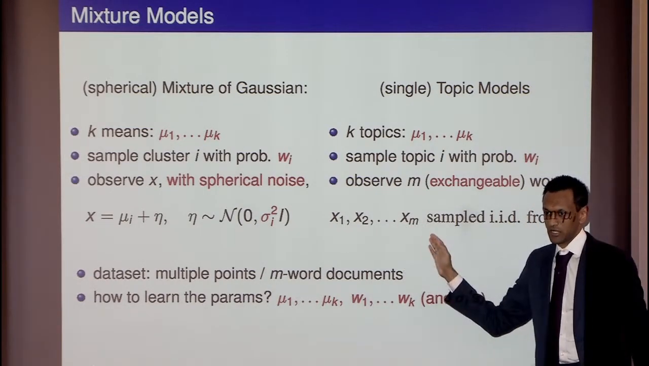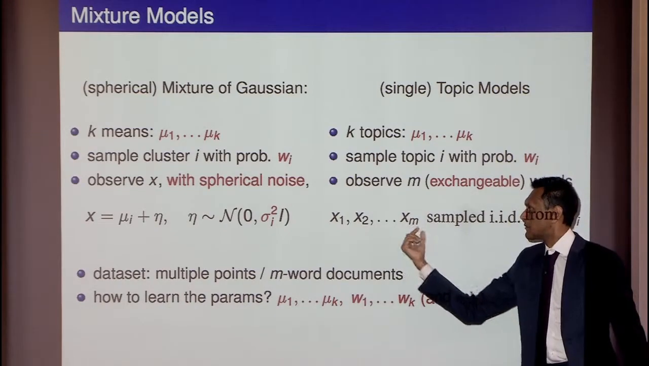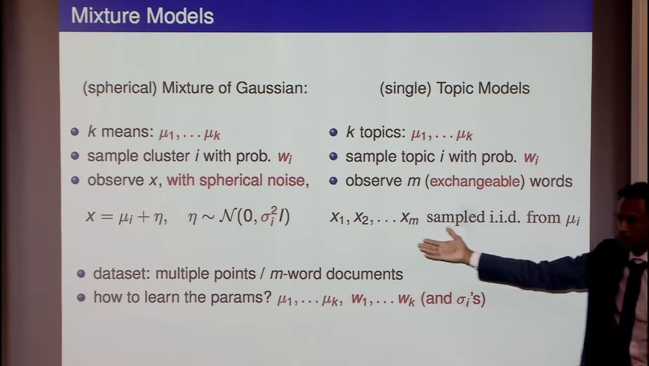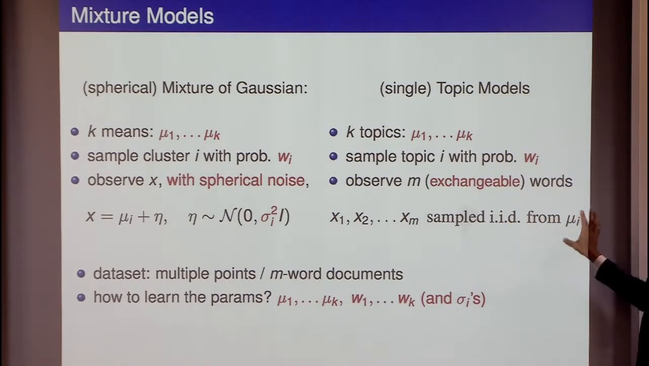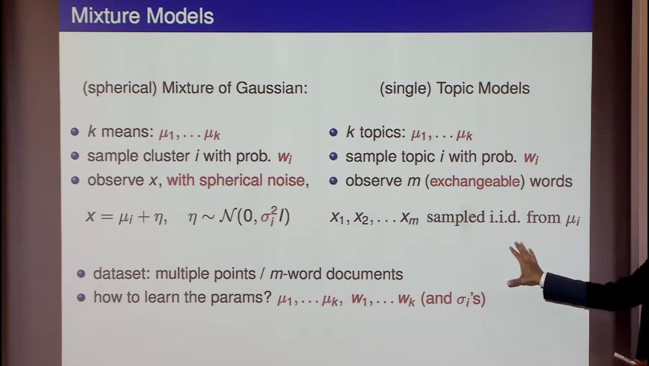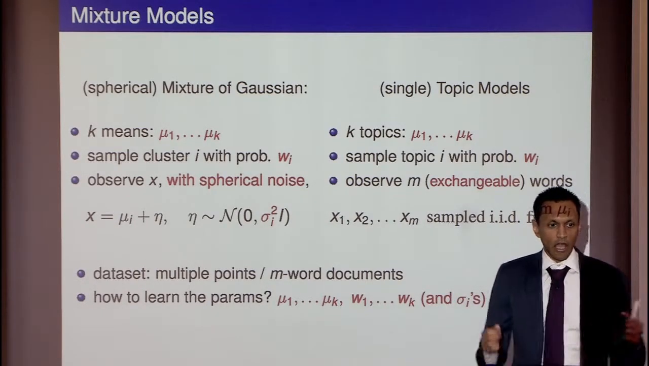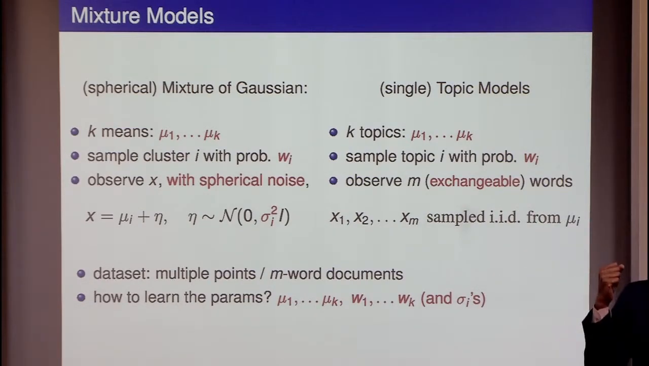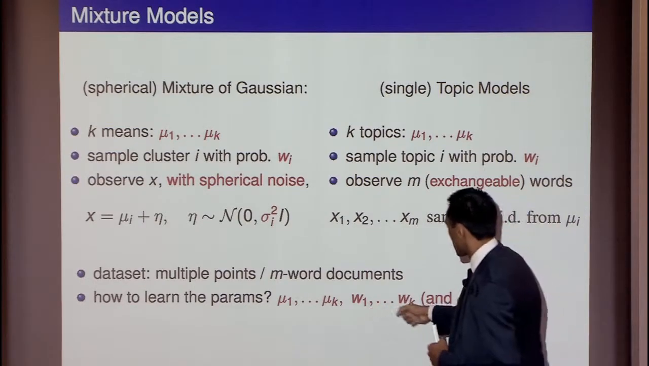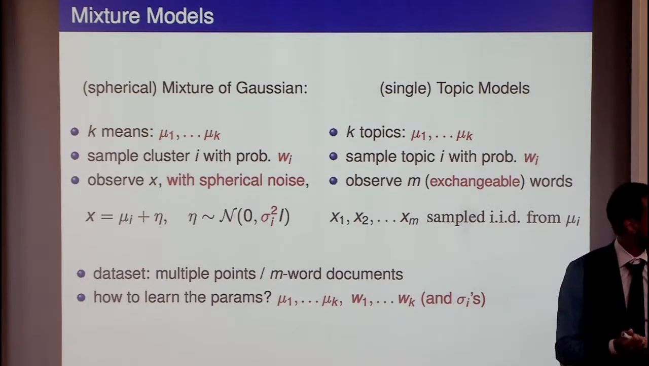So these are each some atoms in a set, sampled independently from mu i. And then we get multiple documents, which are collections of words. And we are ignoring the order. So is the setting clear? Okay, and the game is, how do you estimate things? You're either going to see points, or you're going to see documents. And your goal is to tell me the mu's, w's, and the spherical covariances.